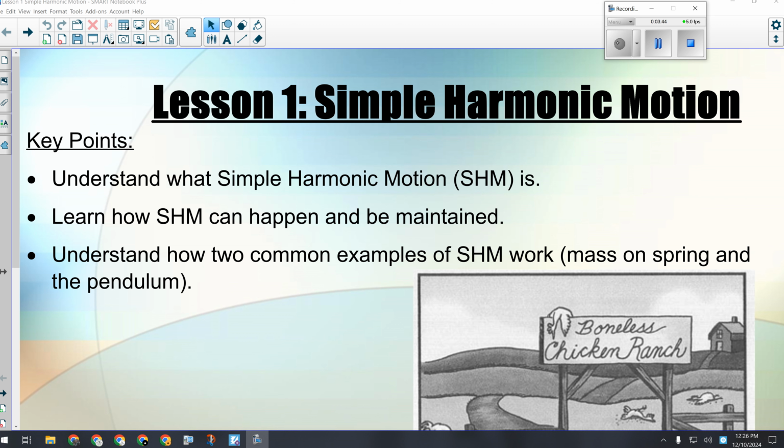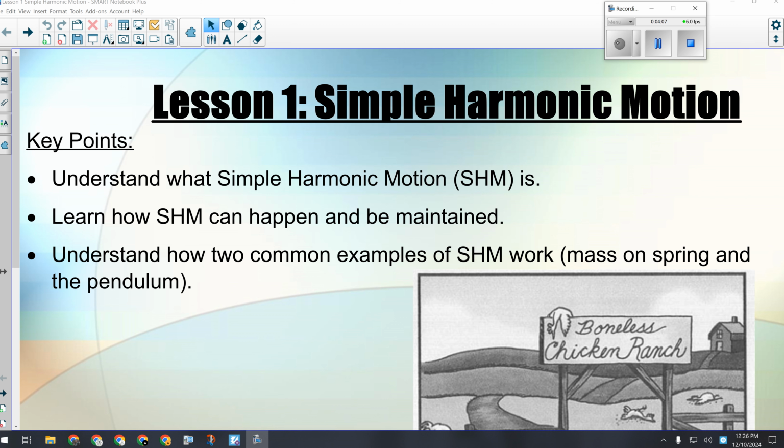What would it be if I'm talking about a mass on a spring? If I wanted to get a mass on a spring going, what would I have to do to the spring? Pull it or push it. Yeah, I either have to stretch it or compress it. Do I do work in both of those situations? Yeah. So I give it energy, elastic potential energy.